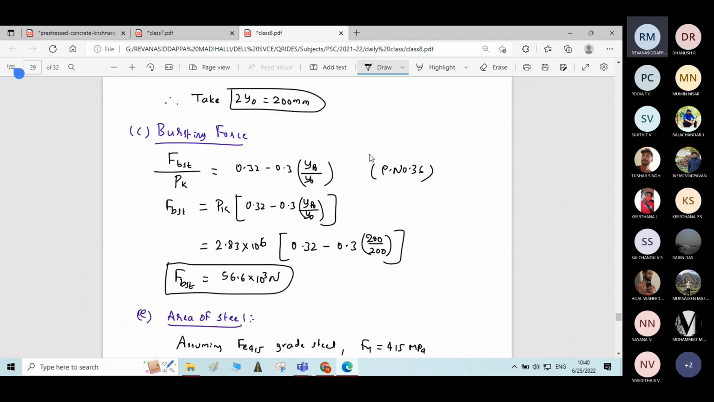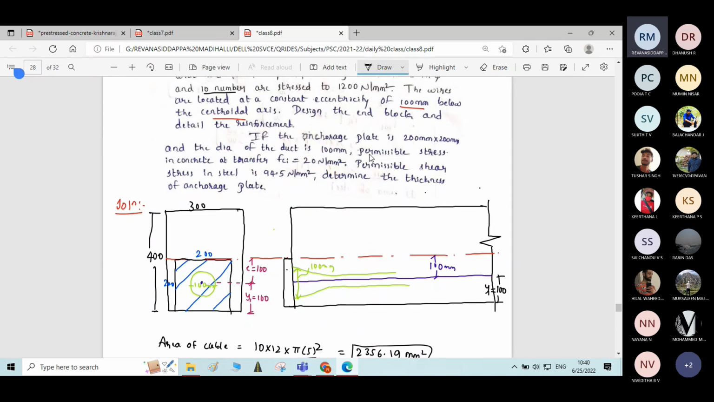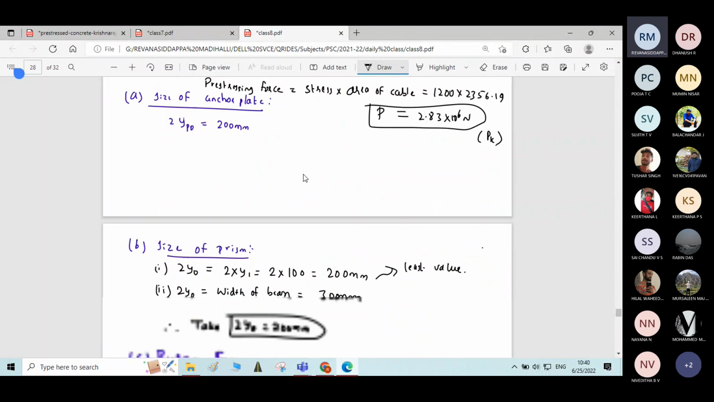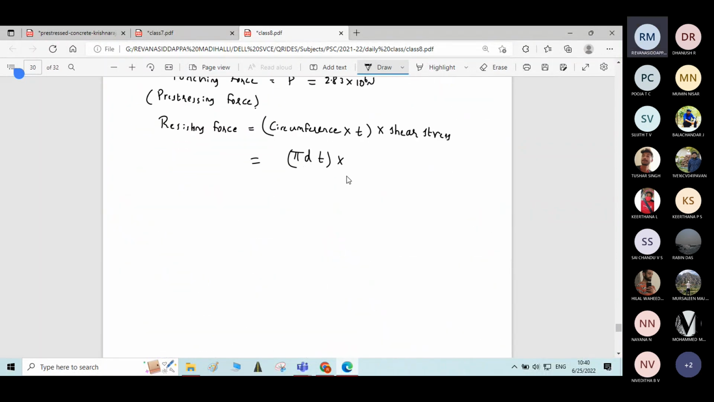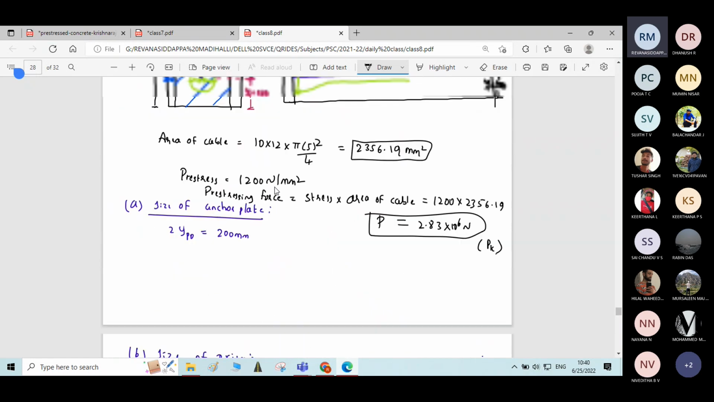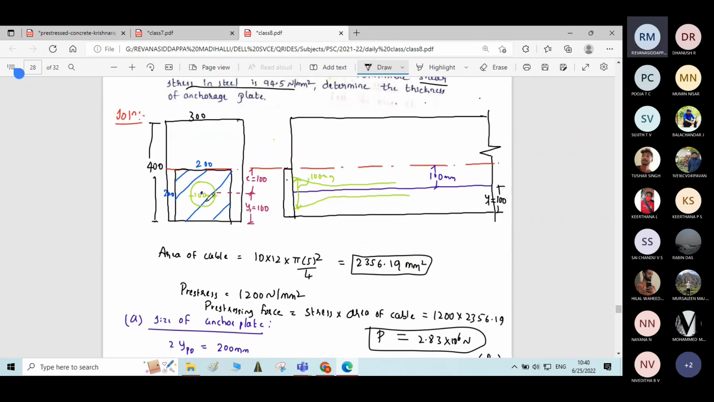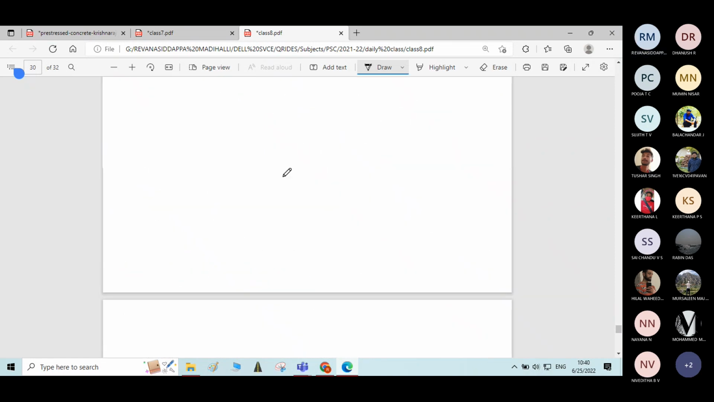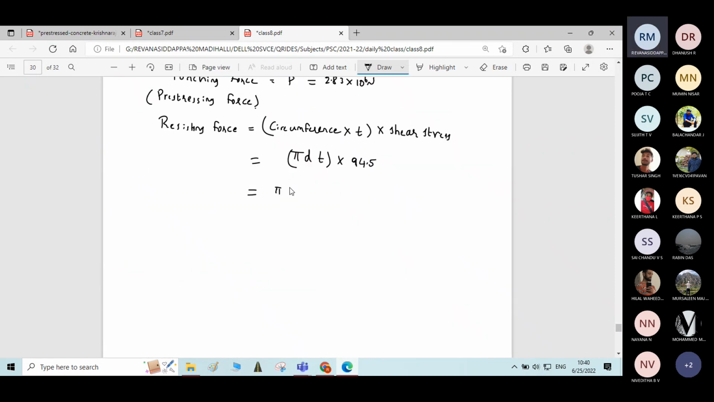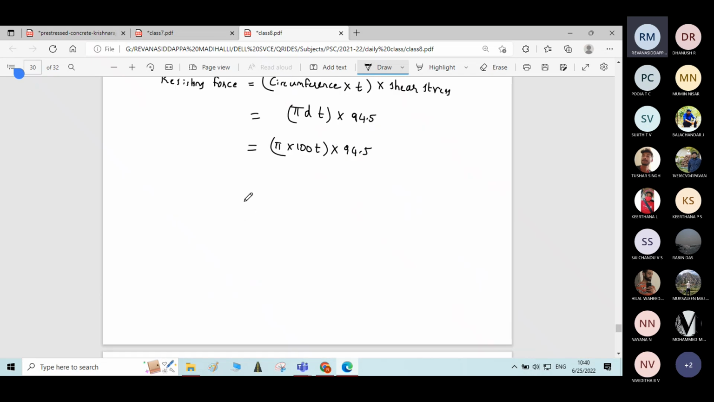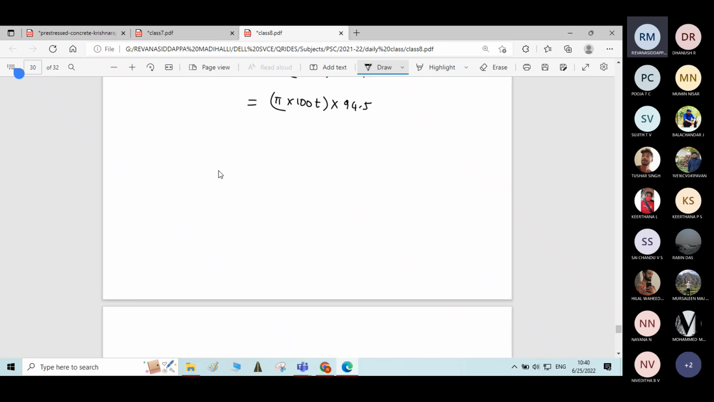Shear stress is given in the problem. The permissible shear stress in steel is 94.5 Newton per mm square. The diameter of the duct is 100 mm. Therefore, pi into 100 T into 94.5. Now, by equating the punching force to the resisting force, we will get the thickness of the plate.